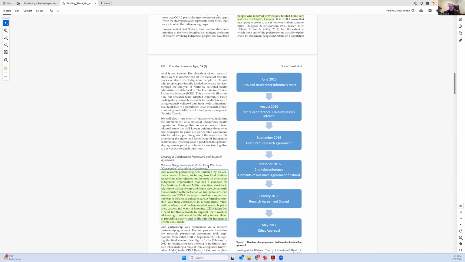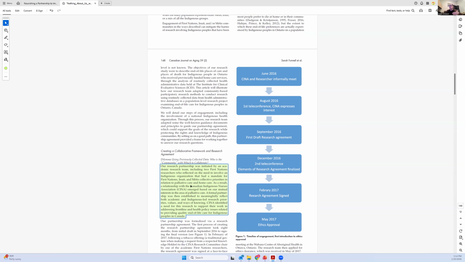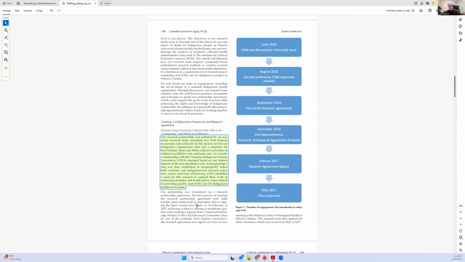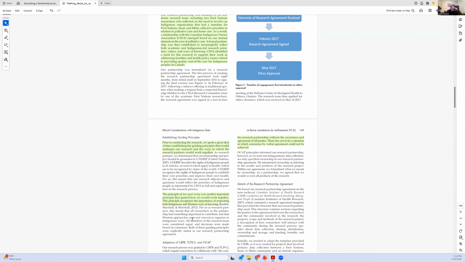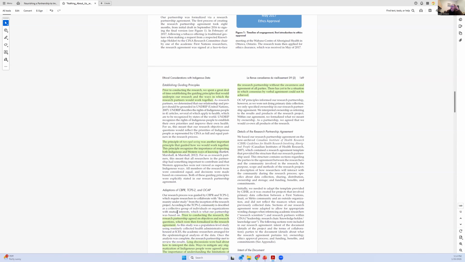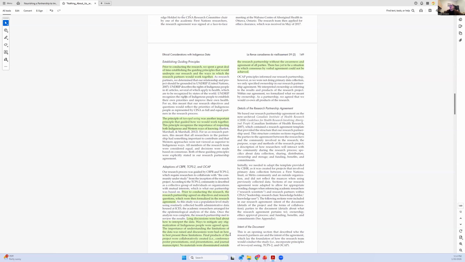So as I mentioned in the last lecture, this community engaged approach can take quite a long time because you're working back and forth, and you're being thoughtful about the decisions that you're making. You can see they took a great deal of time establishing guiding principles to underpin the research. They used this Indigenous principle of two-eyed seeing that guided how they would work together, recognizing the importance of both cultures, Indigenous and Western ways of knowing. They agreed to objectives and research questions. They had long discussions about how to interpret the data.